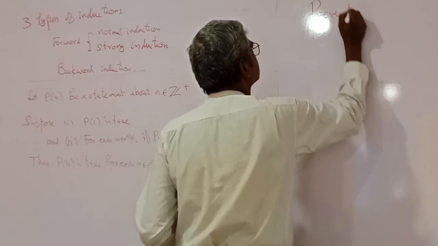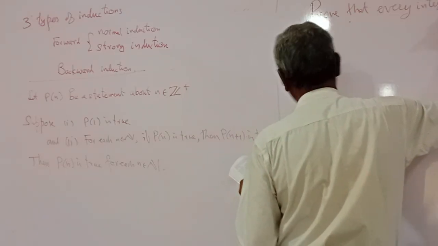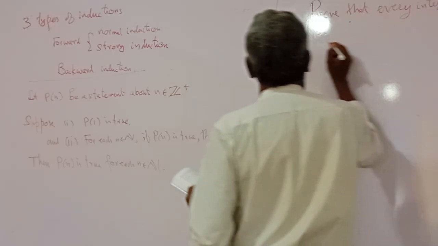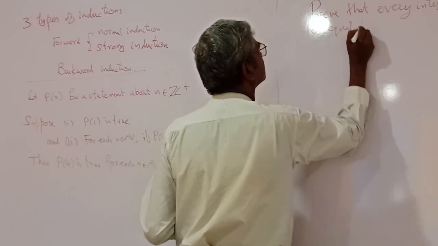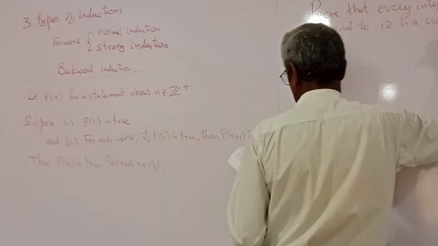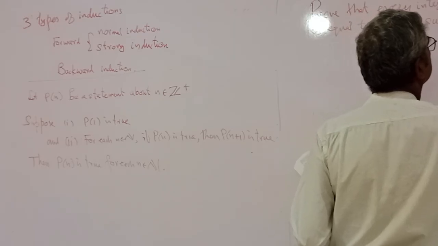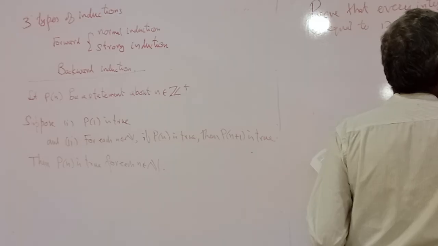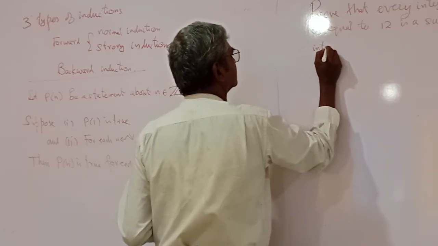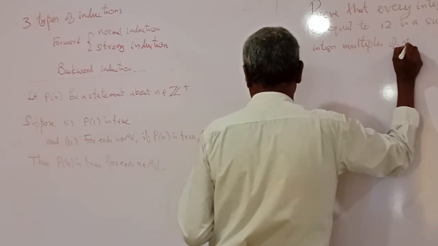Prove that every integer greater than or equal to 12 is a sum of two non-negative integer multiples of 4 and 5.